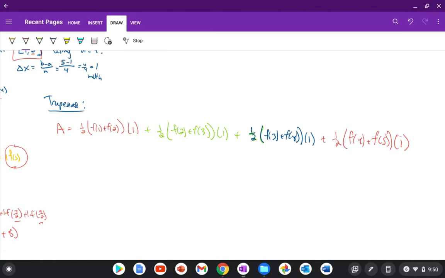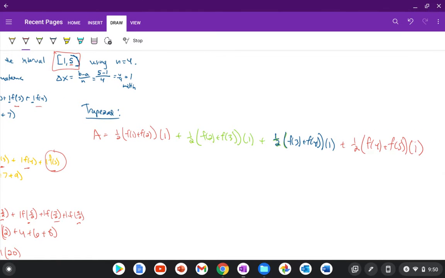All right, so let's go ahead and do this computation. So this, notice all of these have a 1/2, and they also have the same 1 here, right? So essentially what we do is we pull out the 1/2 and the delta x. So that's just going to become 1/2 times 1 is obviously just a half.